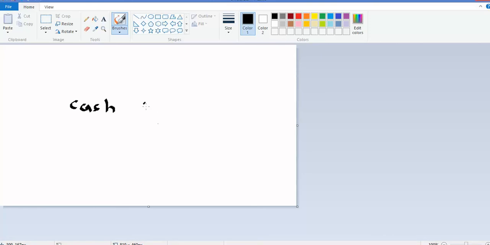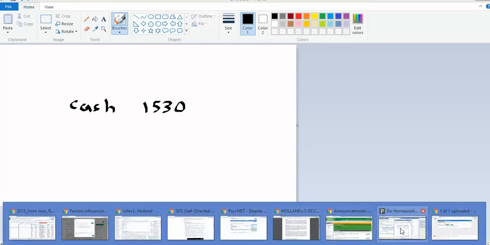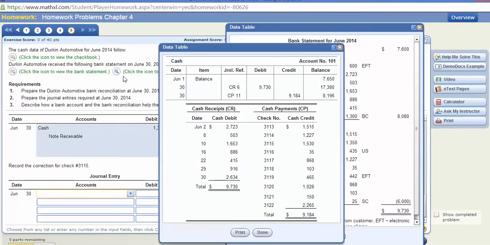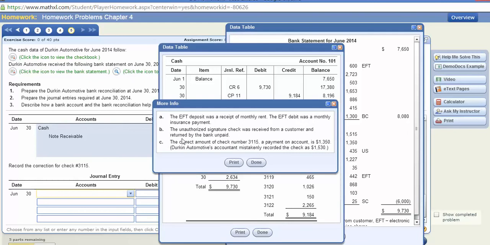But that's not bad. We thought we were going to make, and we thought this is what was happening, right? And then what we were doing is we were paying this on account. If you look carefully at the problem, it says, additional information, the correct amount of check number, it was a payment on account. On account means it can't be accounts receivable because we're paying. Accounts receivable is what we collect towards us. A payment on account is accounts payable.